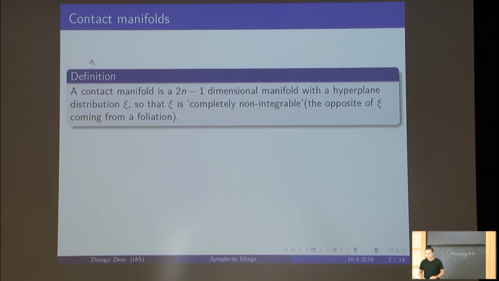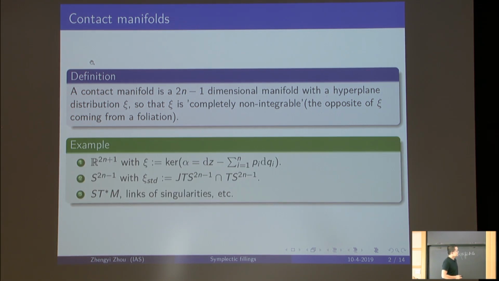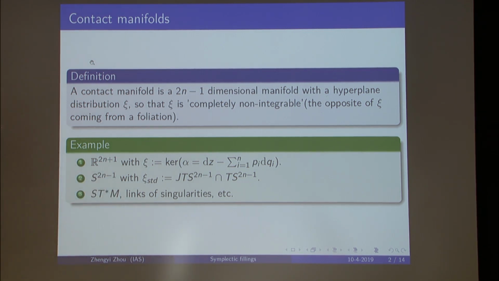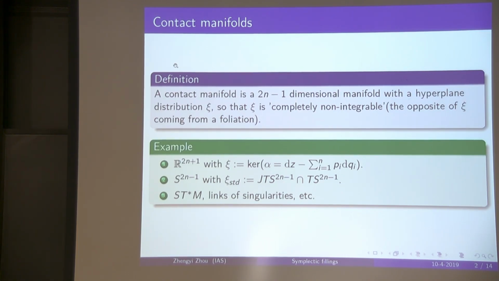The basic examples of contact manifolds are like a Euclidean space with a contact distribution given by the kernel of that one-form. That one-form is called the contact form. And for a sphere, we also have a contact distribution given by the tangent space intersected with the tangent space rotated by the complex structure from Cn. Another family of examples is the sphere bundle of the cotangent bundle and the links of singularities. So the first one is similar to this one, and this is similar to this one; the contact structure is given. All right, before you move on, can you explain this C standard again?